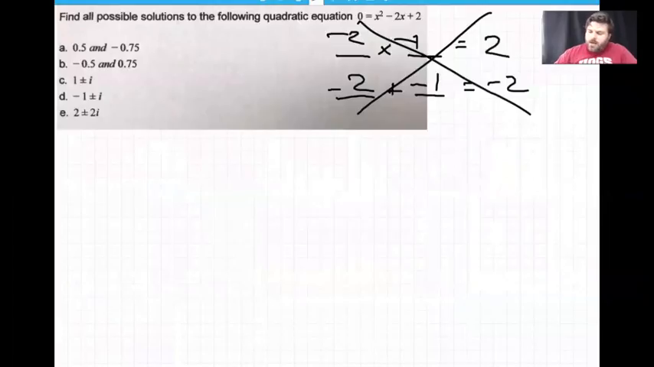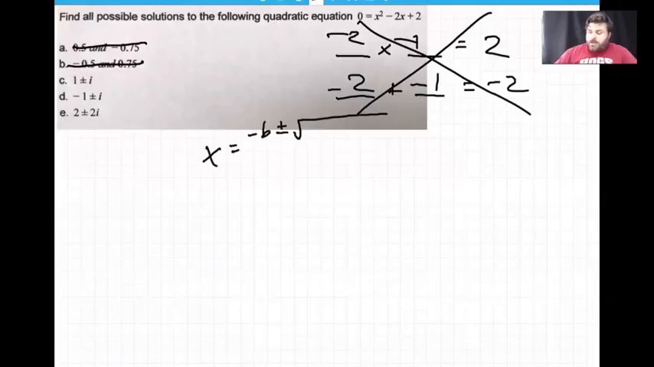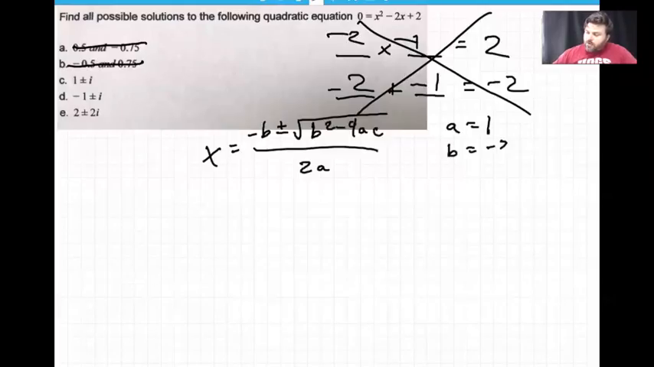So A and B cannot be my answers because those have 2 real solutions. They're impossible. It's got to have some kind of imaginary solution. So what I'm going to have to do here is quadratic formula. Negative b plus or minus square root of b squared minus 4ac, all divided by 2a. So what is a? A is the coefficient of the x squared term. It's 1x squared. B is the coefficient of the x. It's negative 2x. C is the constant term, the number. It's going to be plus 2.